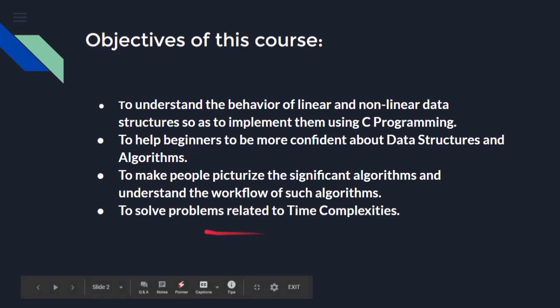And yes, to solve problems related to time complexities. It is important to know about time complexity, because that is something which is asked in almost every tech interview. So we'll be seeing how to find the time complexity of an algorithm. I have a separate, I think, 1.5 hour lecture to explain this particular term, analysis of algorithms and time complexities.